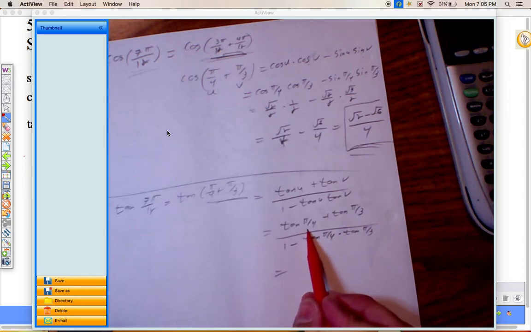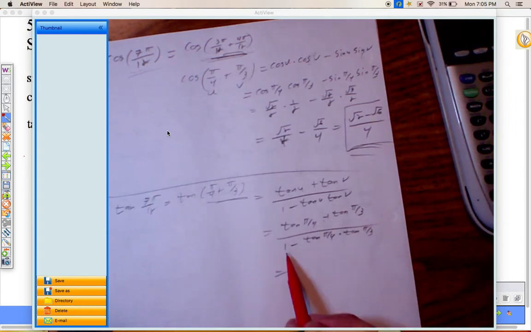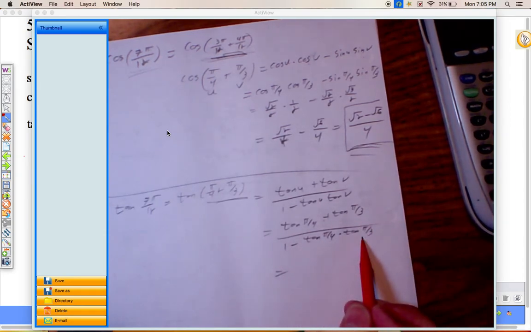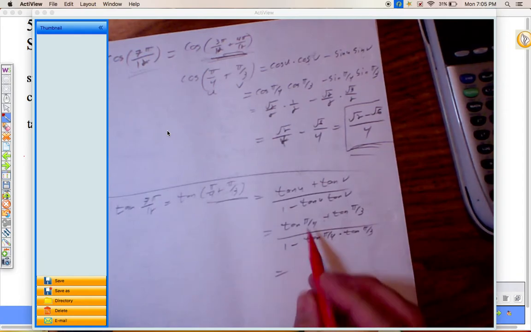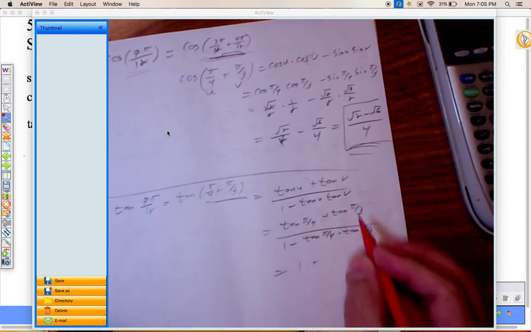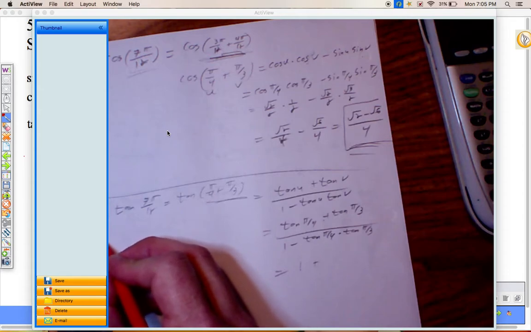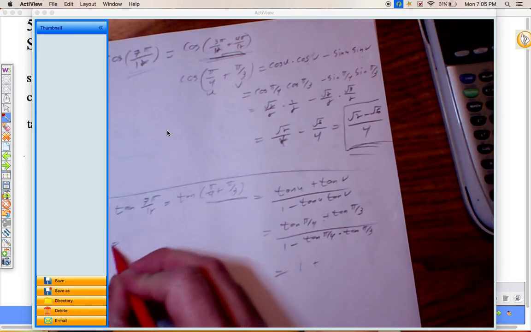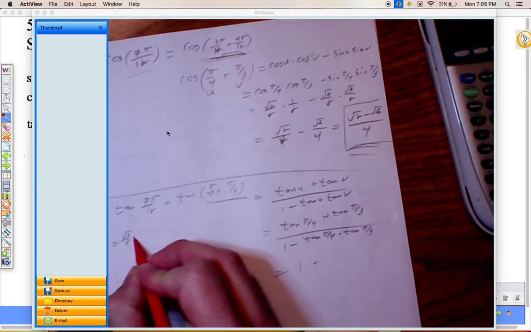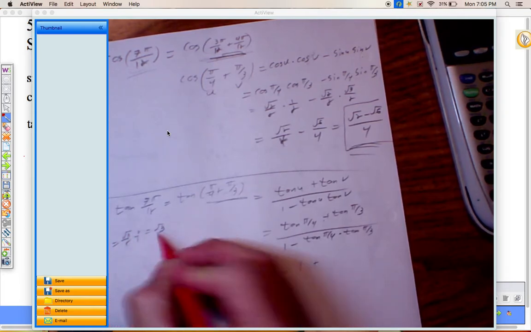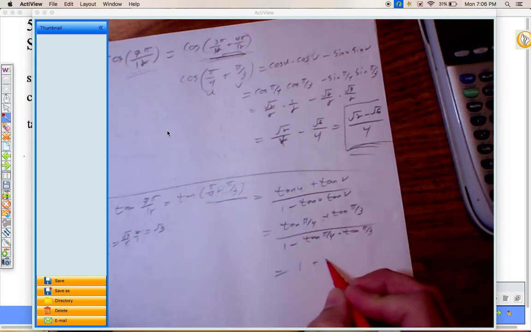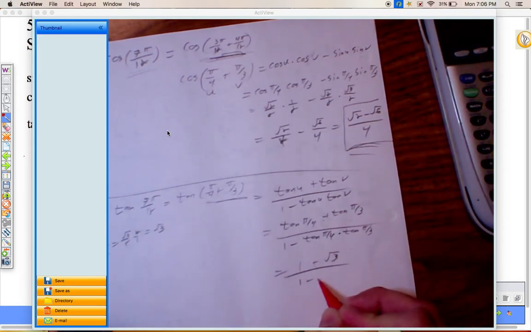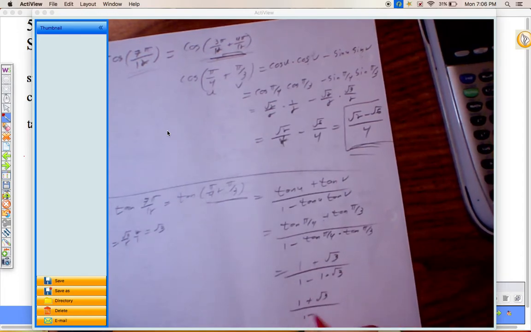Tangent of pi over 4 plus tangent of pi over 3 divided by 1 minus tangent pi over 4, tangent pi over 3. Tangent of pi over 4 is 1. Tangent of pi over 3 is square root of 3 over 2 divided by a half. Clean that up. Square root of 3 over 2 times 2 over 1 is just square root of 3. 1 minus 1 times square root of 3. So 1 plus the square root of 3 over 1 minus the square root of 3.